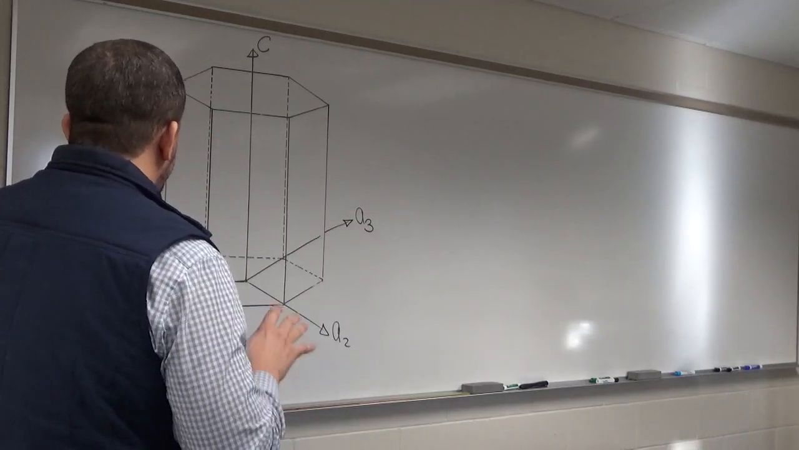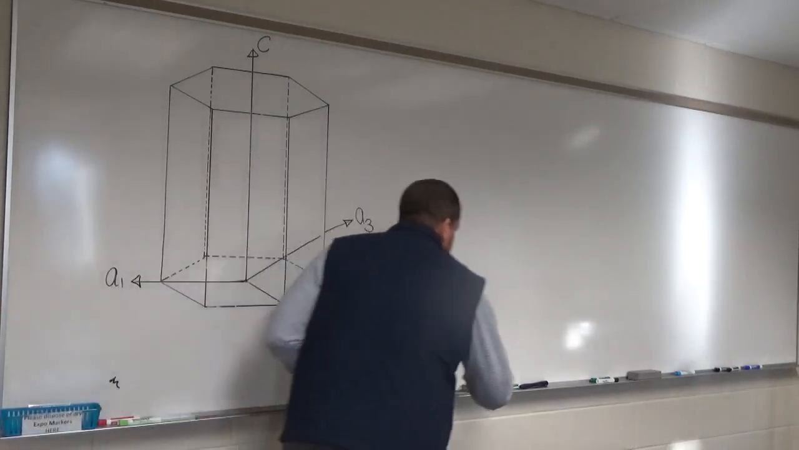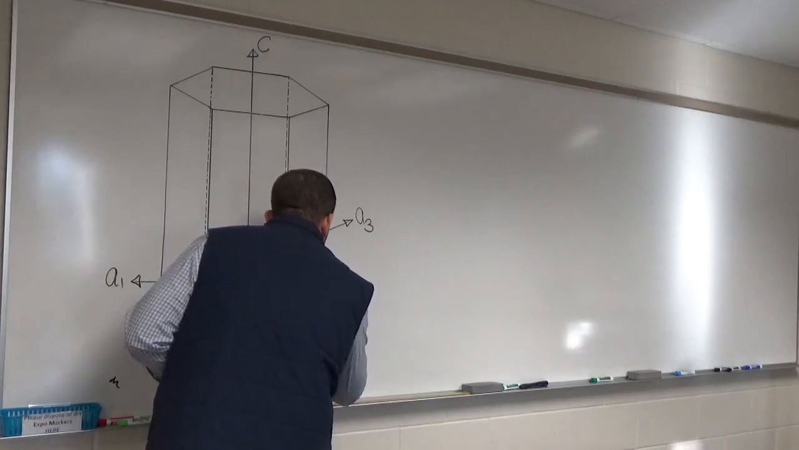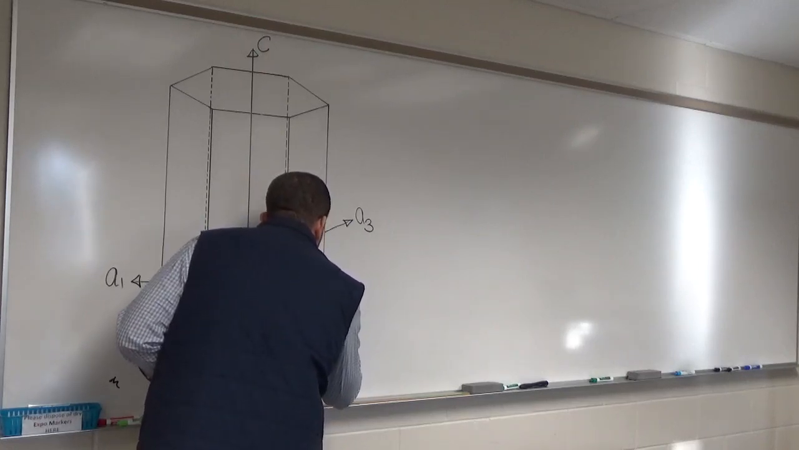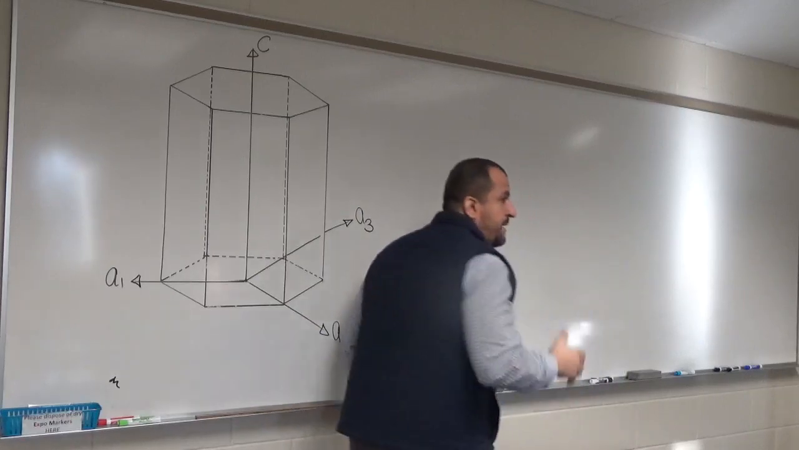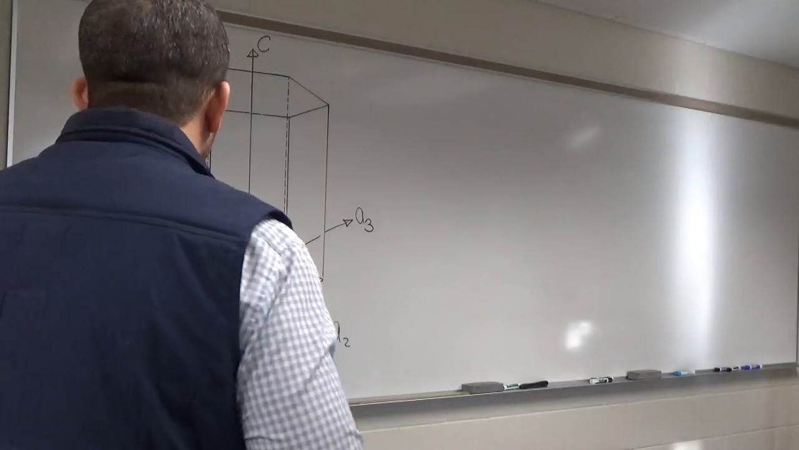So I will try here, guys, to have some examples about Miller indices for the hexagonal, for directions, and for planes, before we start X-ray diffraction. So let's get started.